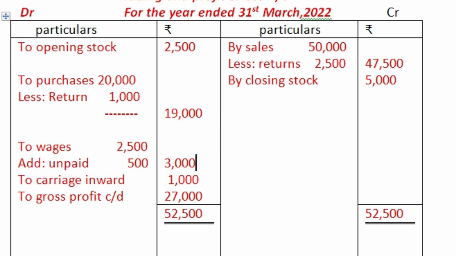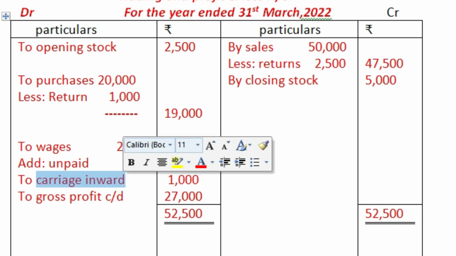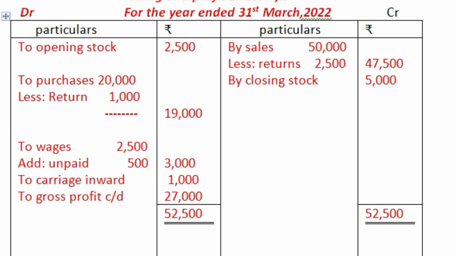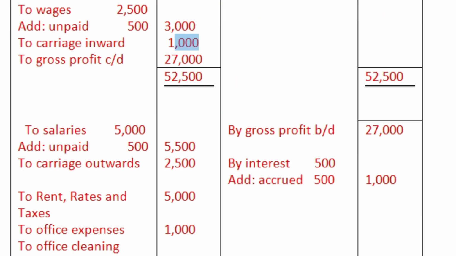Then carriage inward: if it is given in the question, you always write it on the trading account. The trading account shows the gross profit, 27,000. How is it calculated? 47,500 plus 5,000 is 52,500, minus 2,500, minus 19,000, minus 3,000, minus 1,000. The balance is 27,000. This gross profit is transferred to the profit and loss account.